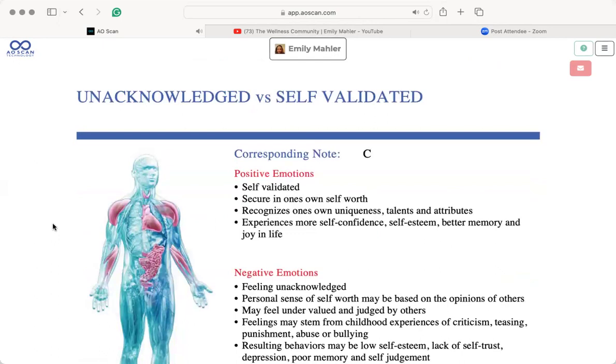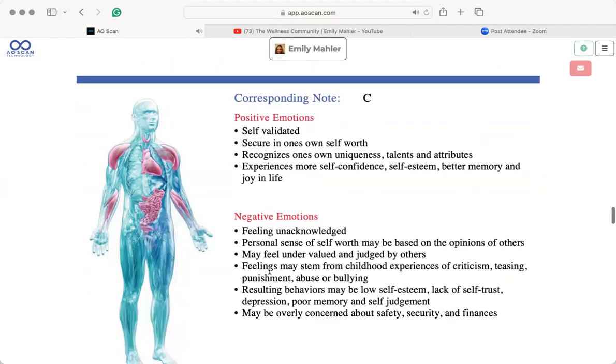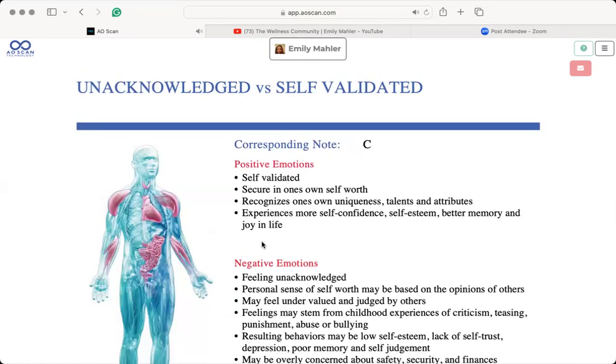So this first one you'll see there is a differing emotion here, unacknowledged versus self-validated. So this is that there's an imbalance that is corresponding to this note C. So everyone who has a note C that is out of range is going to get the PDF that has unacknowledged versus self-validated. The positive and negative emotions are the same. This part of the report is all the same with the corresponding note.